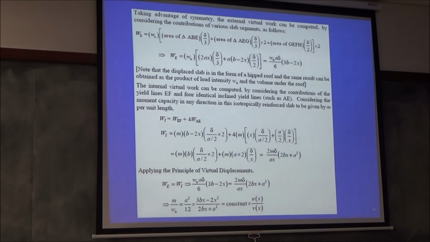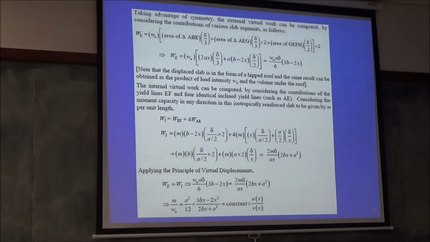Area of one triangle into delta by 3, and area of one rectangle into delta by 2, and you can put the appropriate numbers, you get this answer. Please do it yourself. I've told you the method. Very easy. So you got an expression for external virtual work. Note that the displaced slab is in the form of a hipped roof, and the same result can be obtained as a product of W and the volume under the roof because you're integrating. Got it? Good.